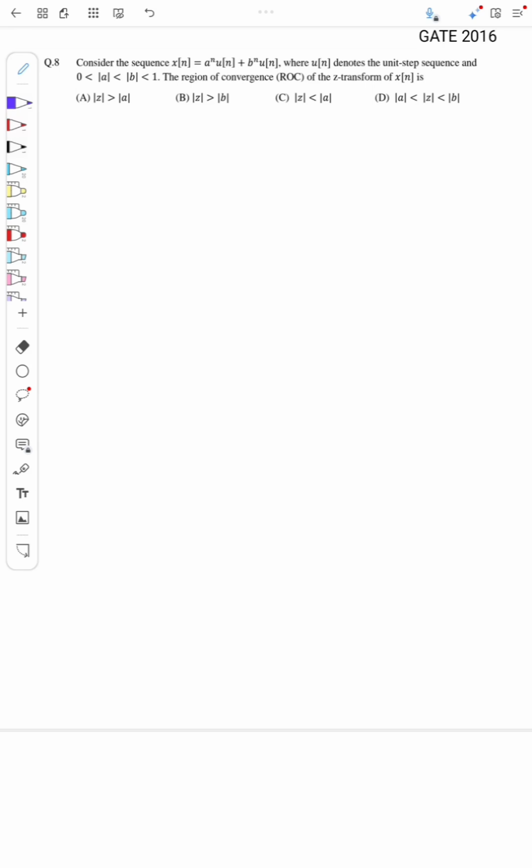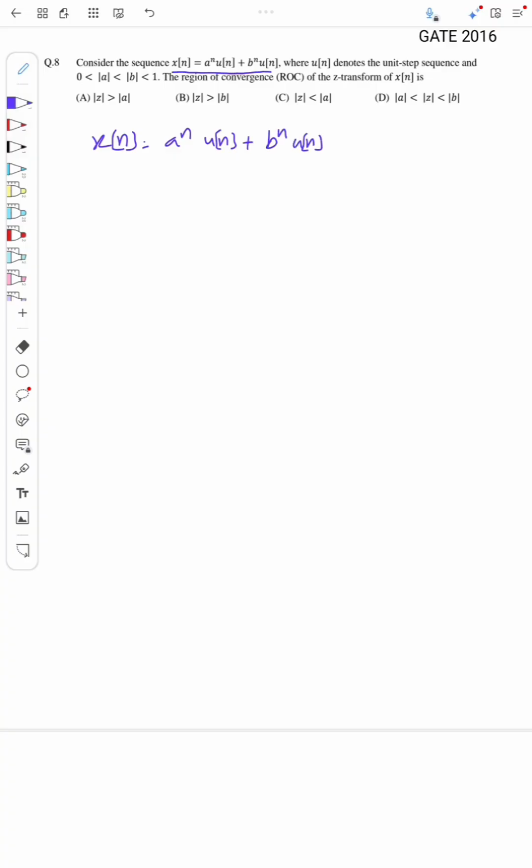Yeah, so this is another question from GATE 2016. The question is: consider the sequence x of n equal to a power n u of n plus b power n u of n, where u of n denotes the unit step sequence, and 0 less than mod a less than mod b less than 1. The region of convergence, ROC, of the z transform of x of n is. So the question is to find the ROC of the z transform of this term, given x of n equal to a power n u of n plus b power n u of n.